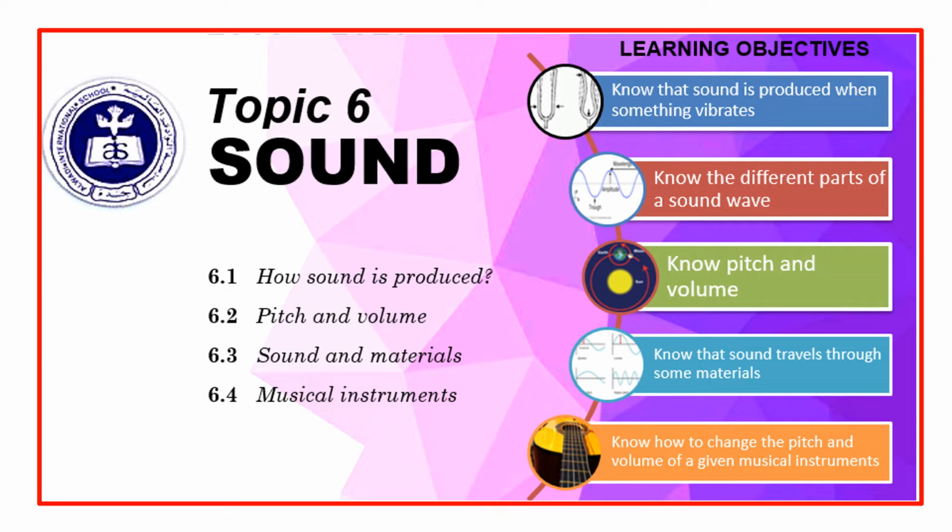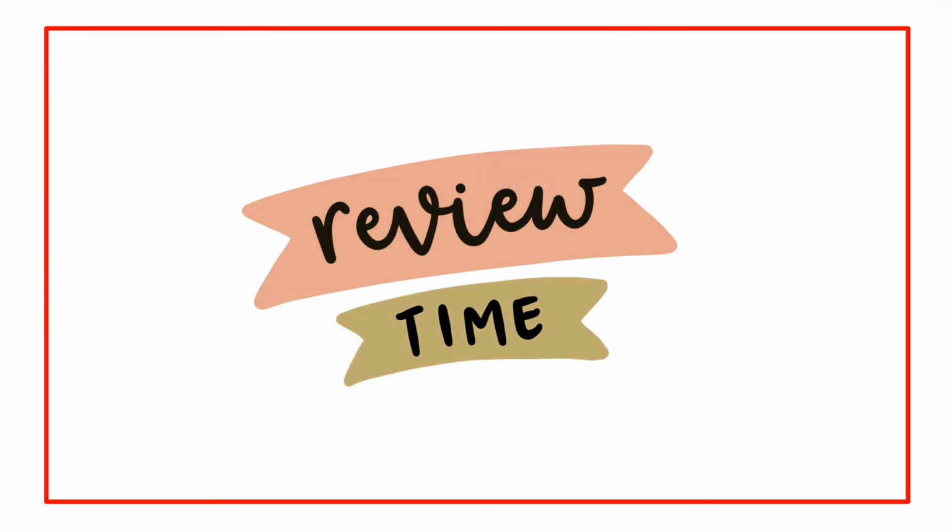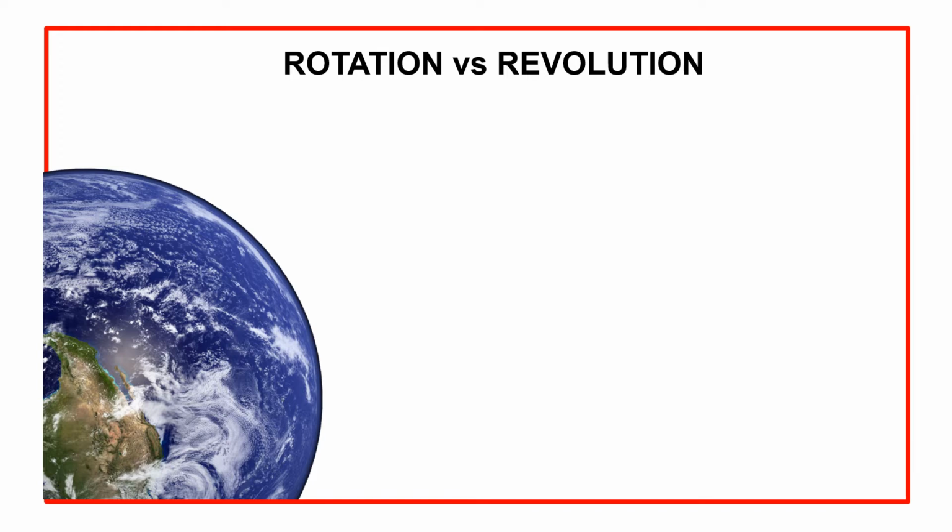For today, we're going to explain 6.1, how sound is produced. But let us have first a short review. In our previous topic, we dealt with the two movements of Earth, rotation and revolution, their differences and effects on Earth.